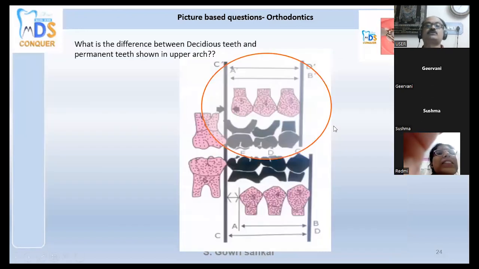So this is one of the questions. You should not go wrong on this. They may ask what is the space difference in the upper arch and what is the difference in the lower arch. How much is the difference between the permanent teeth and the primary teeth in the upper arch? They ask how much difference in the lower teeth between the permanent and primary teeth. This is one of the questions about leeway space. You can get a direct question and a direct answer.